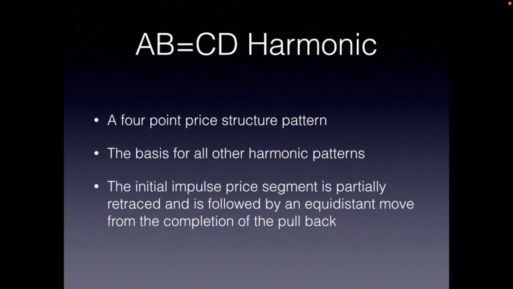How is this possible? Well, the AB equals CD harmonic is a 4-point price structure pattern. All the other ones are 5 points. So that's how we'll be fitting this into all our other patterns. And once again, it is the basis for all other harmonic patterns. It is characterized by an initial impulse price segment, which is then partially retraced and is followed by an equidistant move from the completion of the pullback.